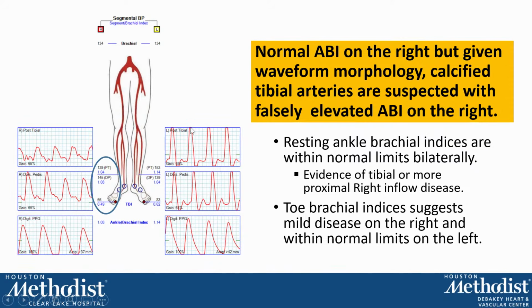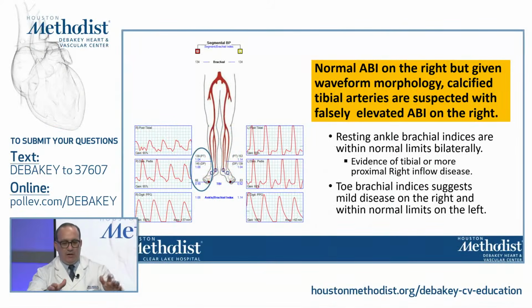Again, another test. Left side, waveforms are normal. I don't even care about what the ABI says. The waveforms are normal in this case, so that's important. Then I look at the ABI. So I always look at the ABI first, and then I look at the waveforms. Waveforms are normal. I don't expect much disease. I look at the ABIs. If my ABI is normal, we're good to go. If the ABI is abnormal, I have to think why. And if the tibial waveforms are normal with an abnormal ABI, then disease is more proximal.